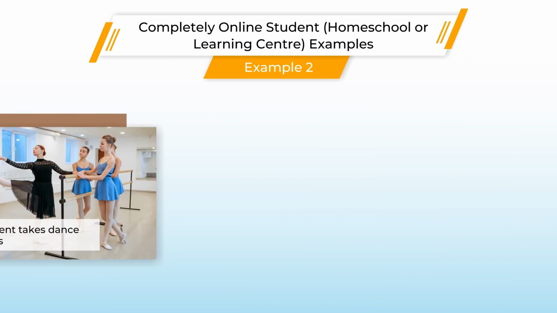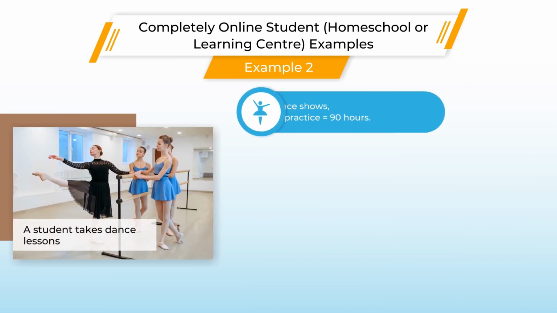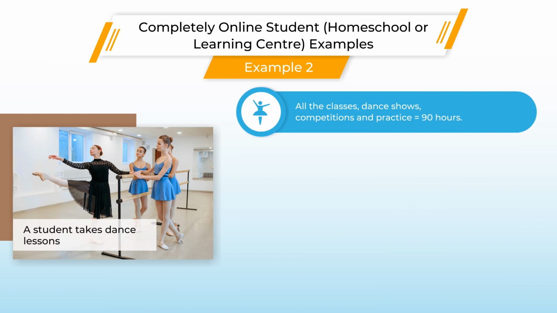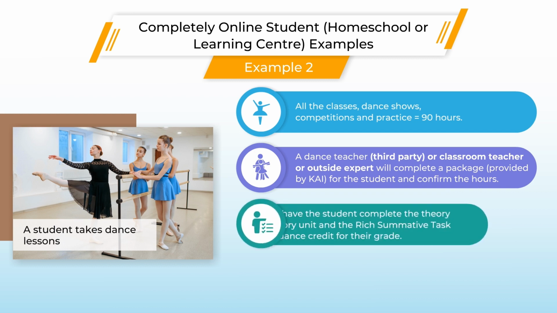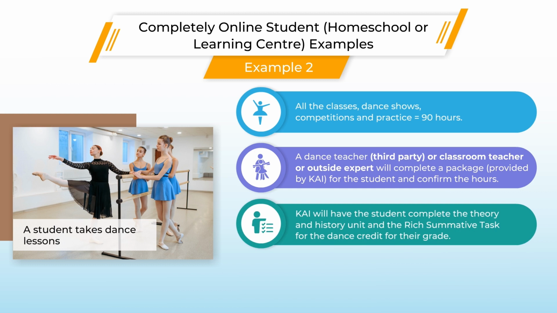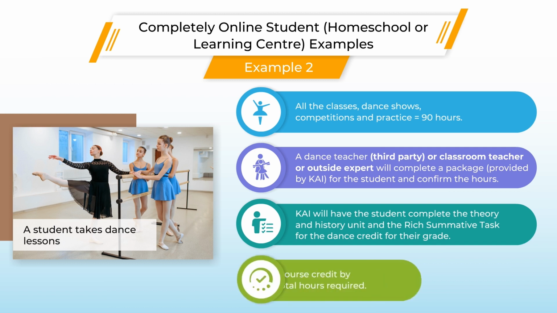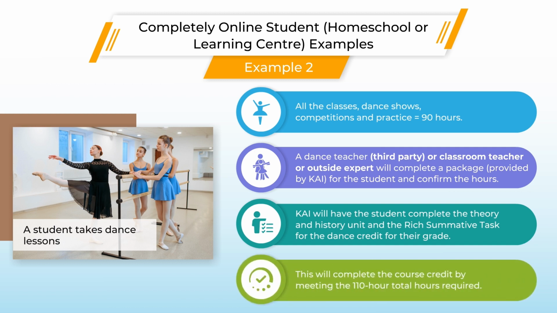Another example, if a student takes dance lessons, all the classes, dance shows, and competitions in practice is equivalent to 90 hours. A dance teacher or classroom teacher or outside expert will complete a package for the student and confirm the hours. Then, Canada Academy International will have the student complete the theory and history unit and the rich summative task for the dance credit for their grade. This will complete the course credit by meeting the 110-hour total hours required.